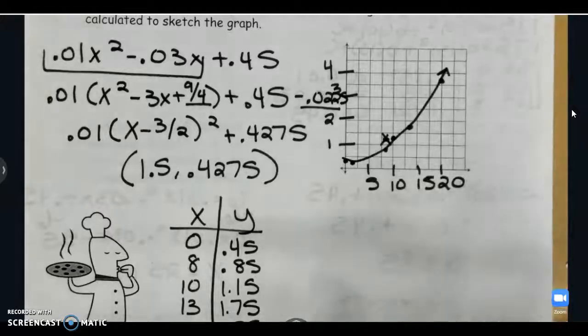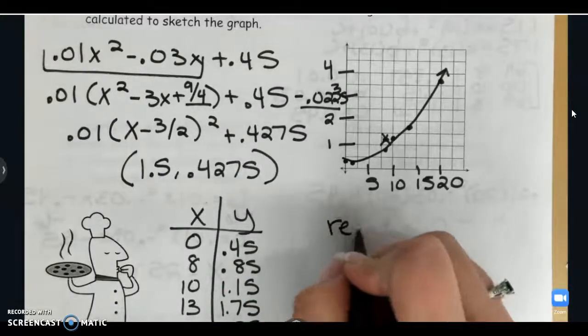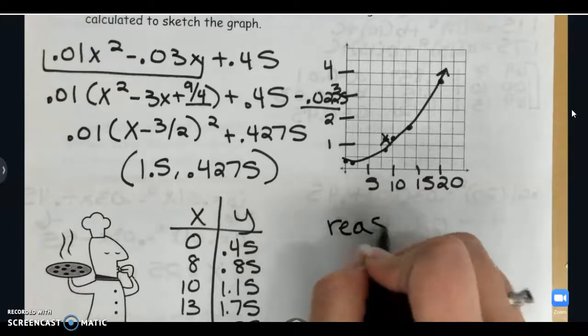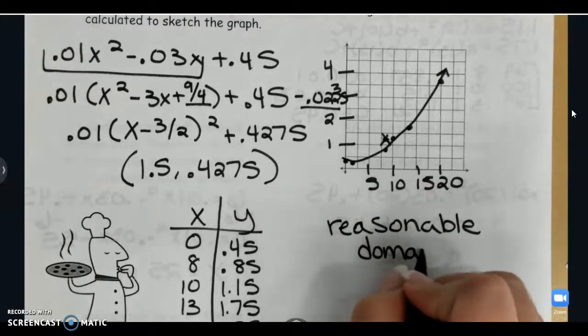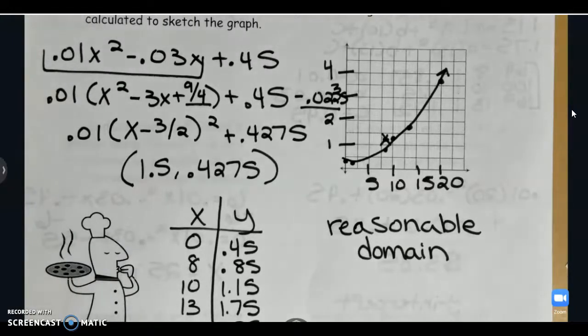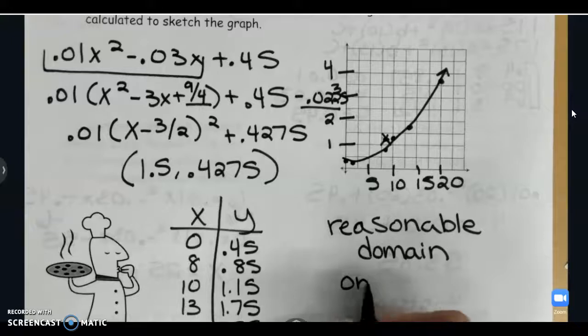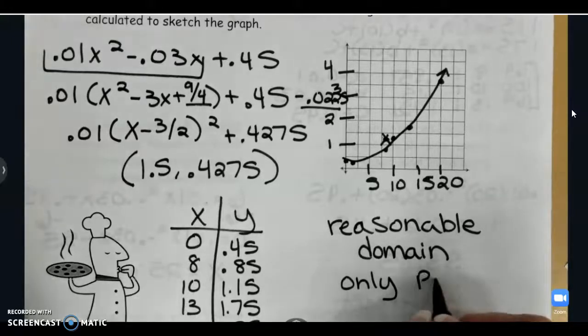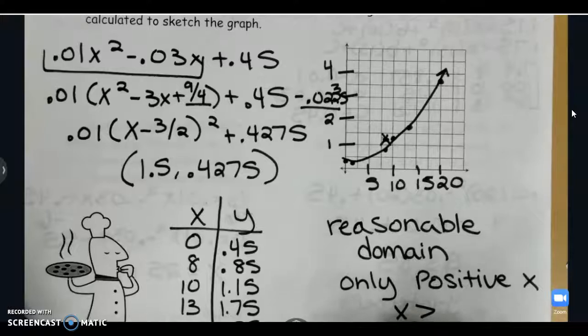Now, again, we need to think about why we're only showing the positive x values. And that's what we're going to be calling our reasonable domain. Remember, your domain is your x values. It's not reasonable to have a negative x value here because x represents the diameter of my pizza. I can't have a negative diameter for pizza. So our reasonable domain is going to be only positive x values, or x is greater than or equal to 0.